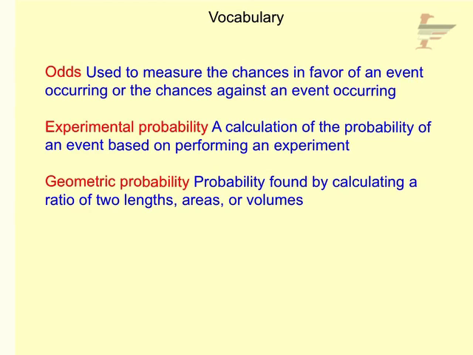All right, so what is odds? It's used to measure the chances in favor of an event occurring or the chances against an event occurring, and we'll define that further. Experimental probability is a calculation of a probability of an event based on performing an experiment. So if I didn't know the actual answer, I could do an experiment and see what my chances are. And geometric probability, of course, is the probability found by calculating a ratio between two lengths or areas or volumes, so something dealing with a geometric situation.